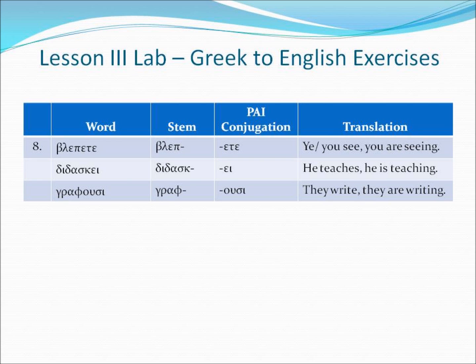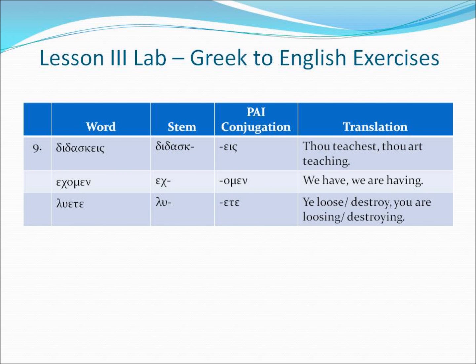Third word in this example is graphusi. Graphusi comes from the word grapho. The stem is graph. And the conjugation is usi, O ace A, amen, usi. So that's a third person plural. They write, or they are writing.